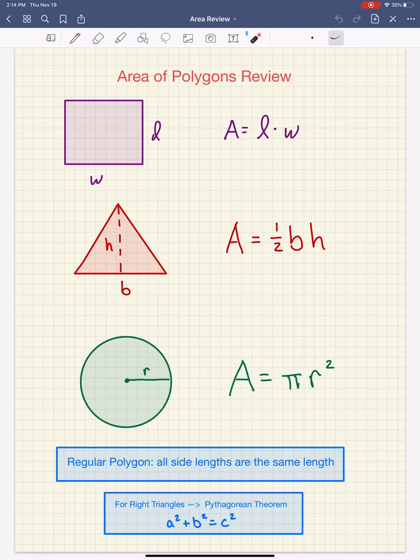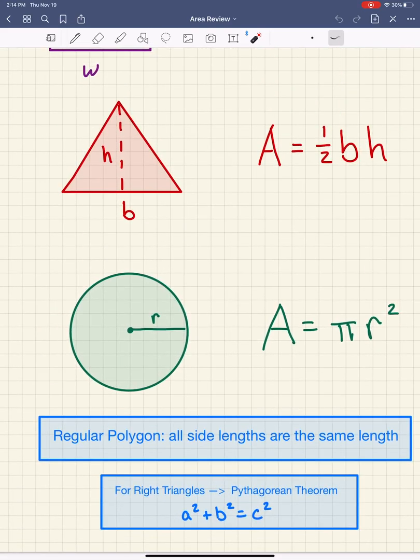We've got a rectangle here, so the area of a rectangle is going to be length times width, so that's just side times side there. And then moving down below to the triangle, the area of this triangle is going to be 1/2 base times the height. And then the circle, area is going to be pi r squared. And then I wanted to review a couple of things down at the bottom.